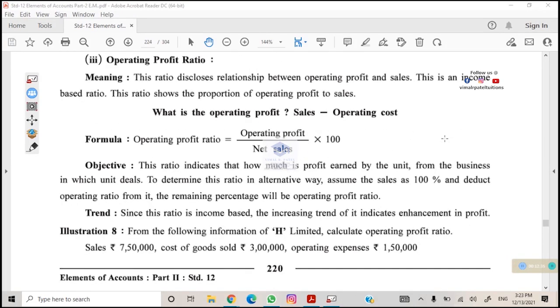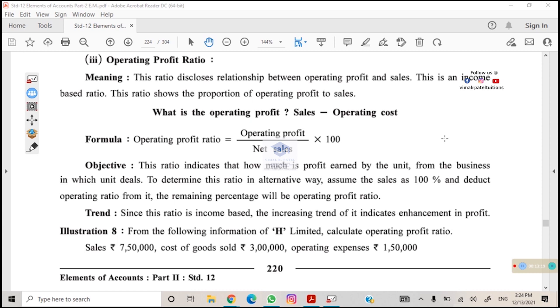Then operating profit ratio. Operating profit means sales minus operating cost. So sales minus cost of goods sold minus operating expense, that will give you operating profit. Operating cost means cost of goods sold and operating expense. So whenever out of total sales you are subtracting operating cost, that is cost of goods sold and operating expense, it will give you operating profit. So formula for operating profit ratio is equal to operating profit upon net sales into 100.